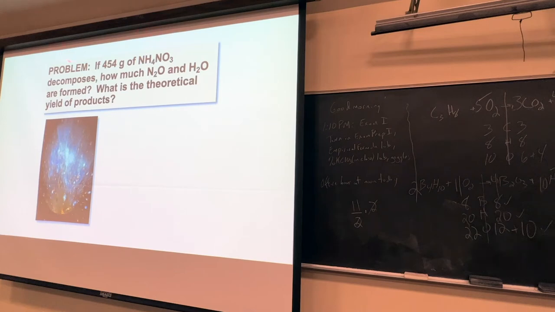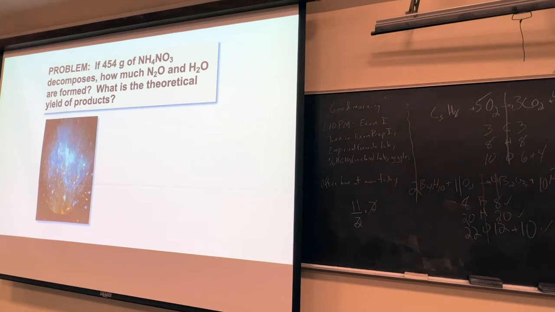If this 454 grams decomposes, reacts, the question is how much N2O and water are formed, and what is the theoretical yield of products? Now, as a chemist, your boss hands you 454 grams of ammonium nitrate and says, yo, what can you do with this? This is the kind of process you're gonna do to figure out how much you're going to be able to make. And it's totally based on balanced reactions. We'll do grams per mole, but it's all stuff you've seen at this point, which is cool.